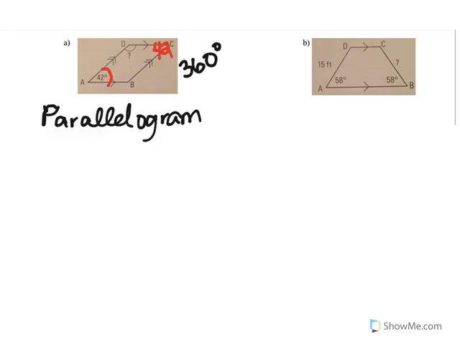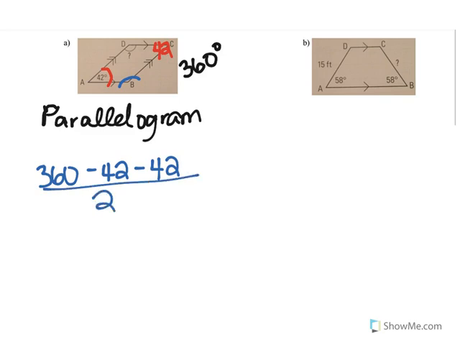So to find angle D, it's going to be the same as angle B, which means we can take the difference and divide it by 2. So we're going to go 360 minus 42 minus 42, and then divide that number by 2. And we would get 276 divided by 2, which is 138. So this is 138, and angle B would also be 138.